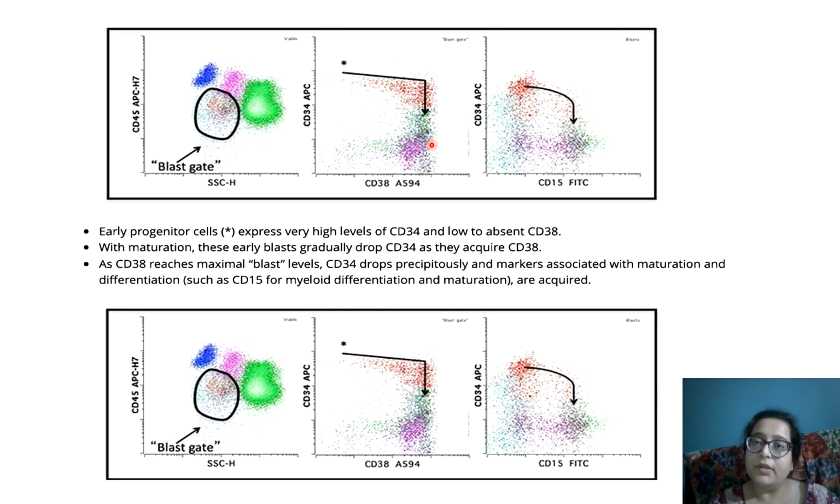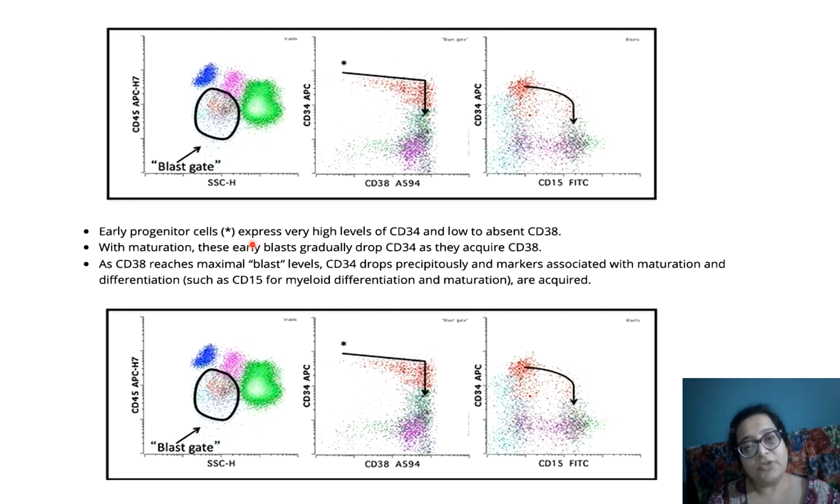Then they put CD34 and CD15. So you see the large dot over here shows that mostly they are CD34 positive and CD15 negative. CD15 is not there, it is low. But there is still some population which is showing CD15. It means that in that entire blast population there are some which are getting a maturity marker on them. So this is to see the maturation pattern of that suspected blast population.